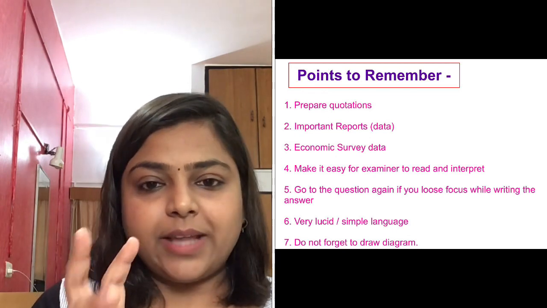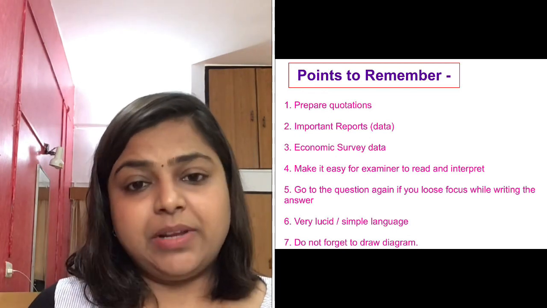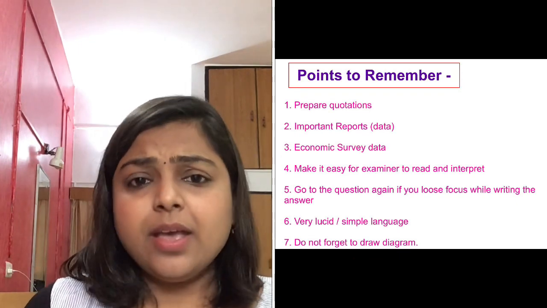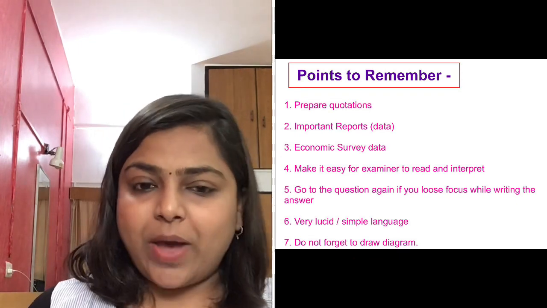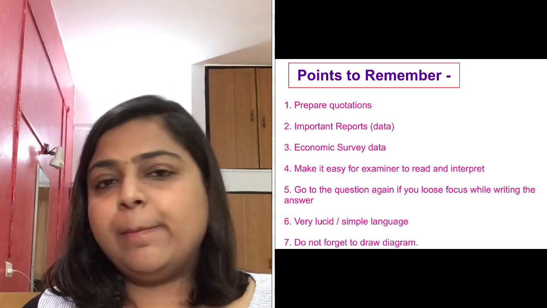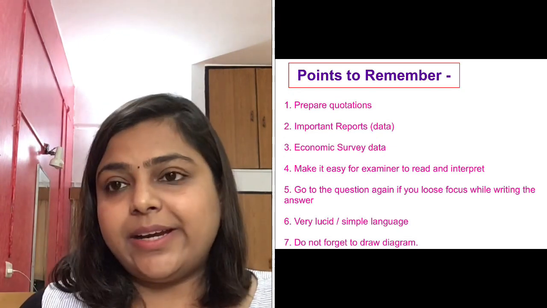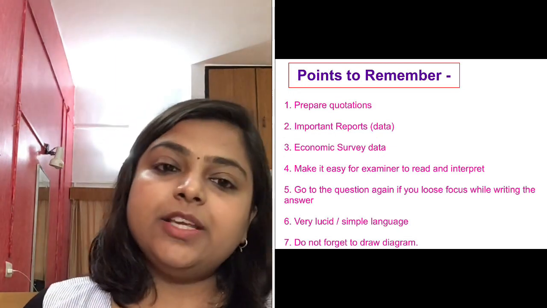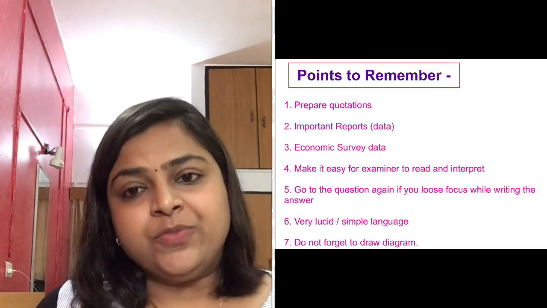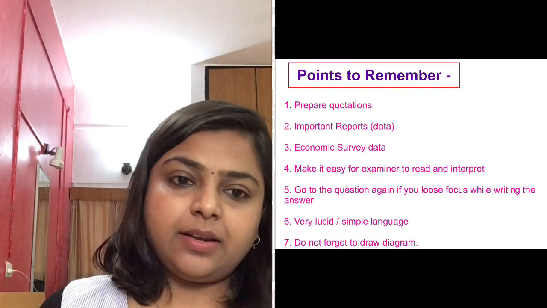Okay, so that is how the diagram will help you. Apart from that, I told you about quotations. Apart from that, you can also go for data. Very important are two things. One is the newspaper data which they report, like the employment data, the data released by UNESCO, data released by labor organizations, data released by Niti Aayog. So these data you should put in your answer in the body part.